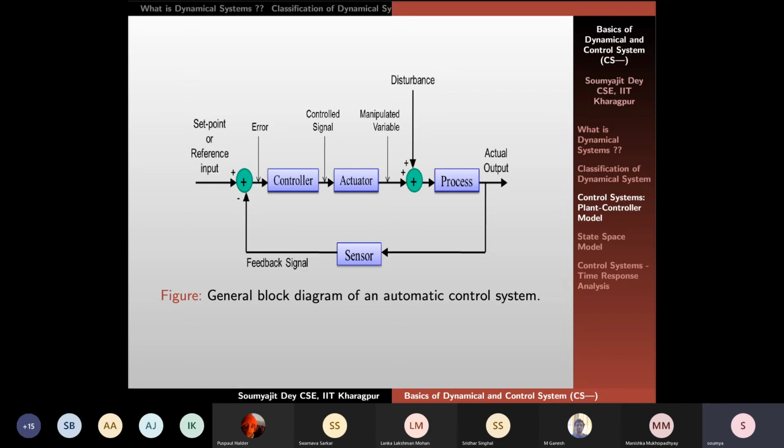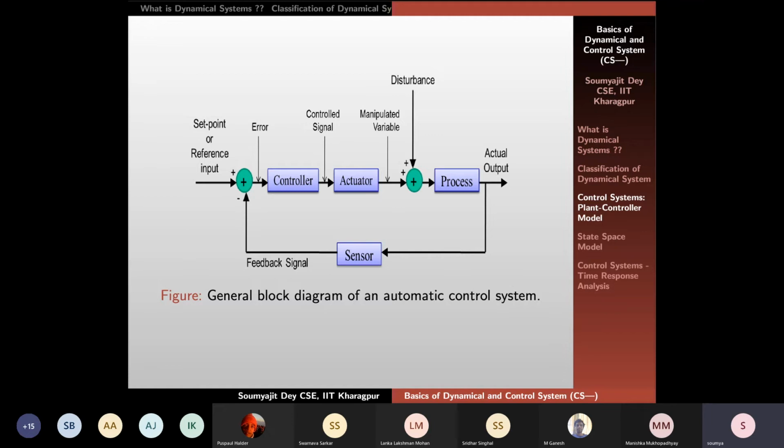So overall, this is a general block diagram of an automatic control system, which you can find in any control theory book. You have a process, that is the plant. This is your set of dynamical equations of state, right? Not all the states are observable. Not all the x values are observable. So we will always say that what is observable is y. Y is nothing but a function of x, and you cannot observe the x.